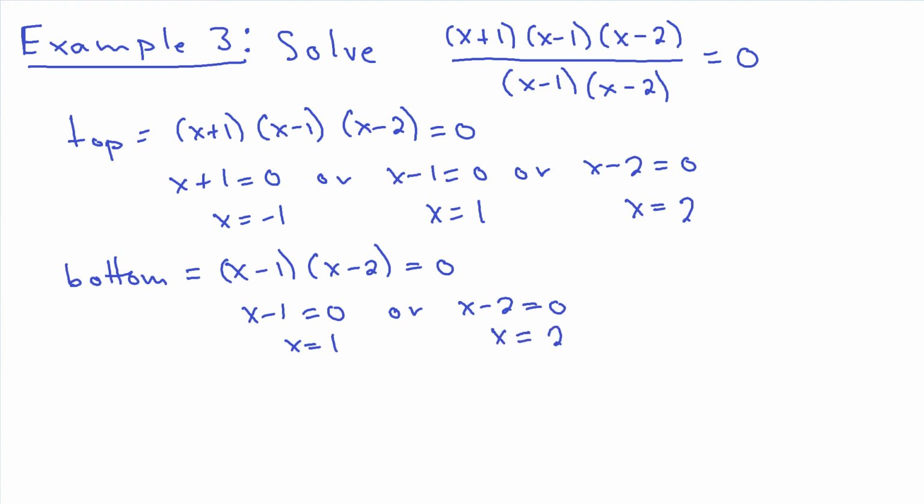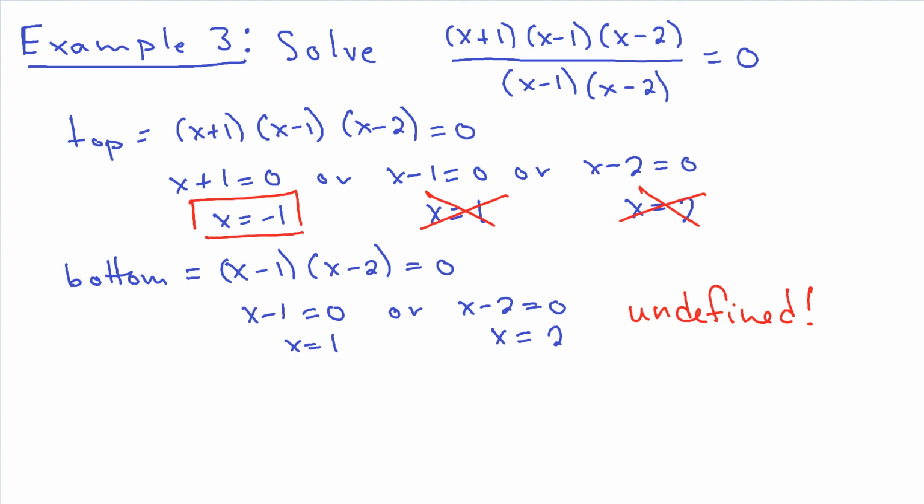At both of these values, our original expression is undefined. So I have to go back to where the top is equal to 0, and I cross out x equal to 1, and I cross out x equal to 2. And so my only solution is x equals minus 1. So again, if I multiply both sides by the denominator and cancel, I would not get the right answer, because I'm getting rid of the fact that the left-hand side is undefined when x is equal to 1 and x is equal to 2.